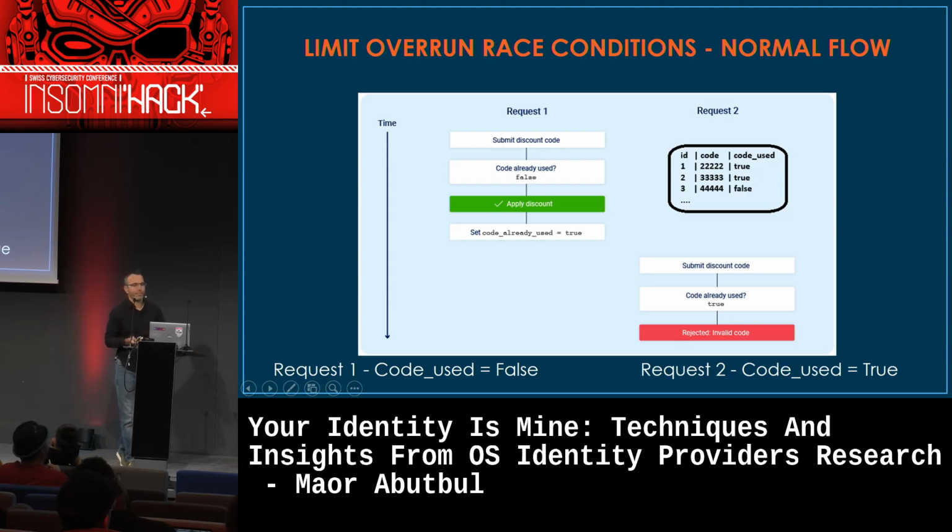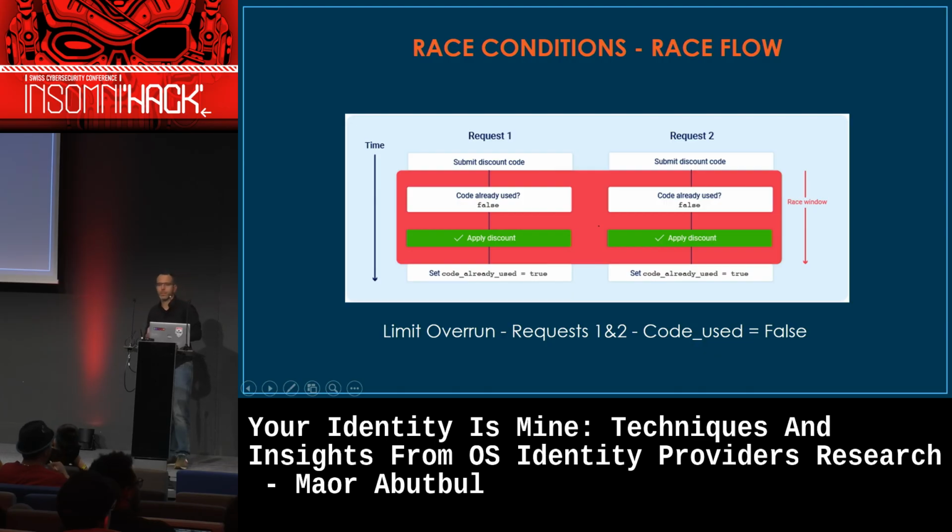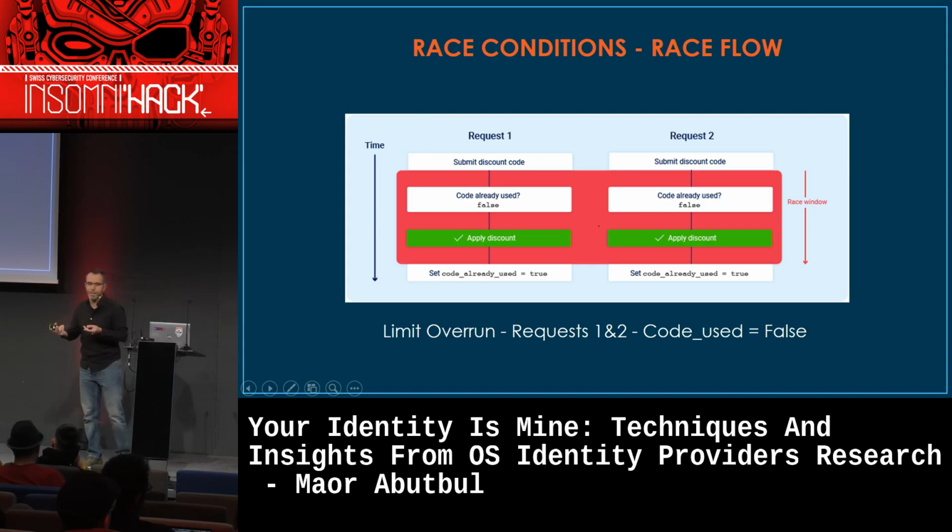Let's look at the same requests in the race flow. In the race flow, both of the requests arrive at the same time, and because of concurrency, they are processed at the same time. In this time window, the code used variable is not set yet, so both of the requests are accepted, leading to the code being accepted twice. The time between the check and the update is called the race window. In this race window, we can exploit this issue.